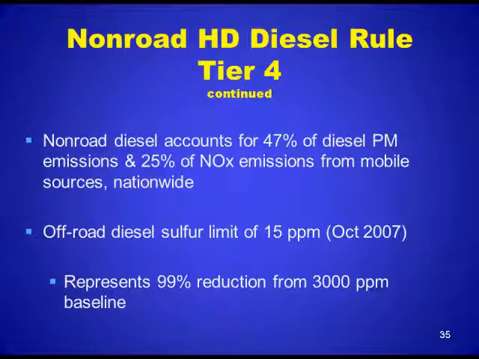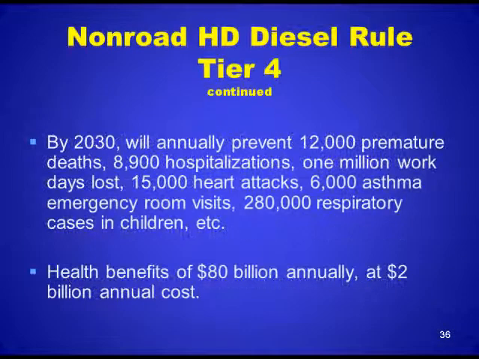The off-road diesel sulfur limit of 15 parts per million kicked in October of 2007. This represents a 99% reduction from the 3,000 parts per million baseline. By 2030, this rule will annually prevent 12,000 premature deaths, 8,900 hospitalizations, 1 million workdays lost, 15,000 heart attacks, 6,000 asthma emergency room visits, and 280,000 respiratory cases in children.